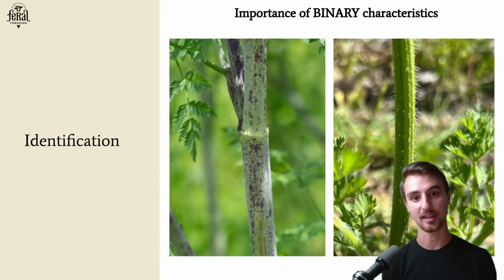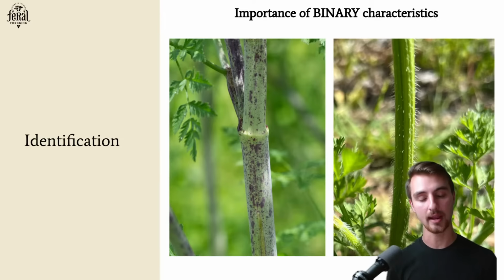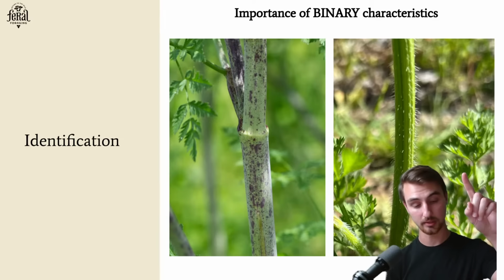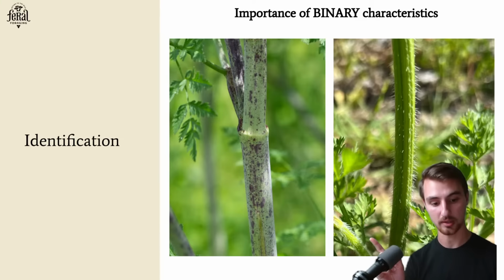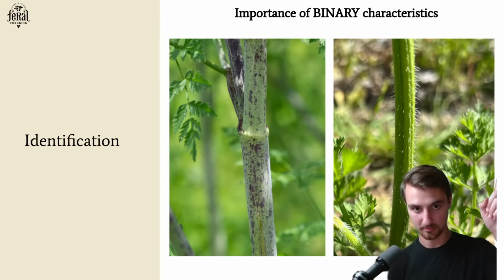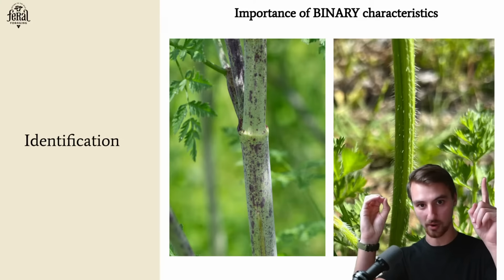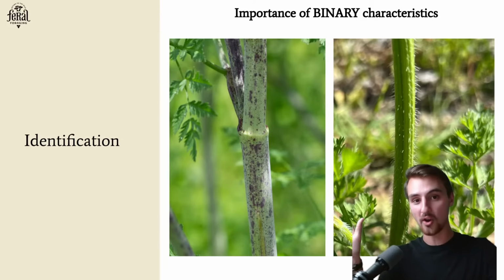This characteristic is very important for plant identification as well. What we're looking at here is an example of a binary characteristic. We have wild carrot on the right, and we have poison hemlock on the left. The characteristic is whether or not the plant has hairs on it. So wild carrot has hairs on it. That's a 1. Yes, it does. Poison hemlock doesn't have any hairs on it. That's a 0. There is no other possibility. It either does or it doesn't.